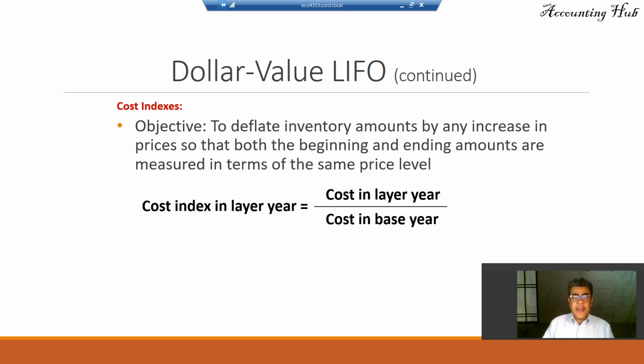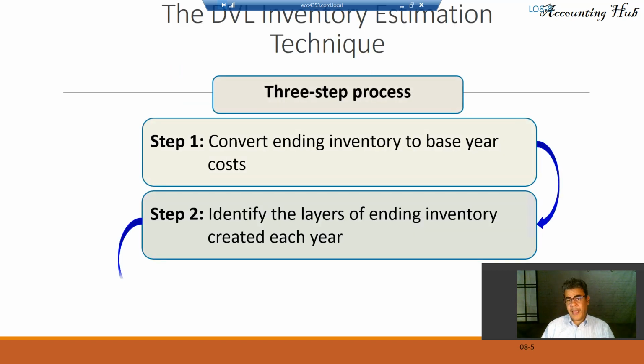How do we do that? We work with a cost index. We deflate inventory amounts by any increase in prices so that both beginning and ending amounts are measured in terms of the same price level. The cost index is usually cost in the layer year divided by cost in the base year. So we deflate it and then we inflate it again, because it's a three-step process.